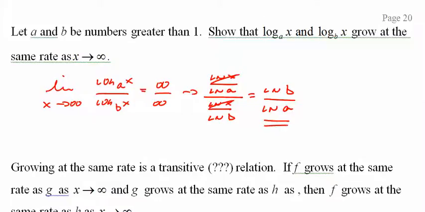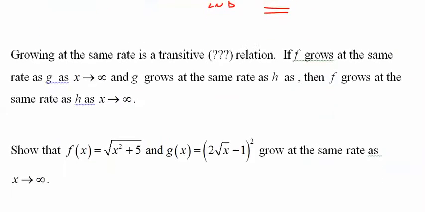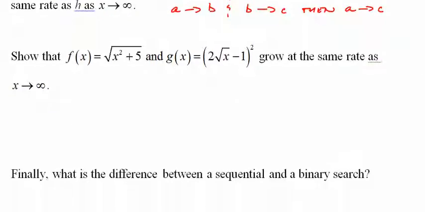We have a transitive thing here. Long time no see. If a, then b, and if b, then c, then a, then c. So we can play with it that way, and so on and so on. It pops up every now and then. Let's show that these grow at the same rate.